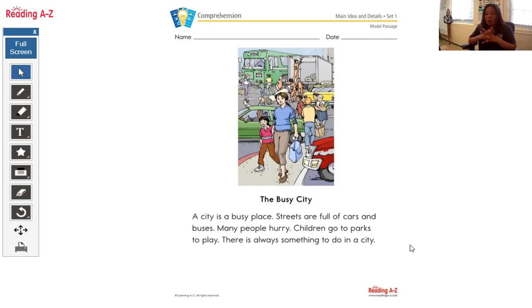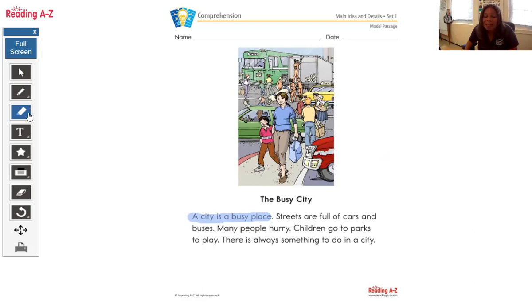All right, so remember, the topic sentence is usually the first sentence. So what is our first sentence? I'm going to get my blue highlighter. Our first sentence is, a city is a busy place. Okay, so that's what the whole passage is going to be about, a city being busy.